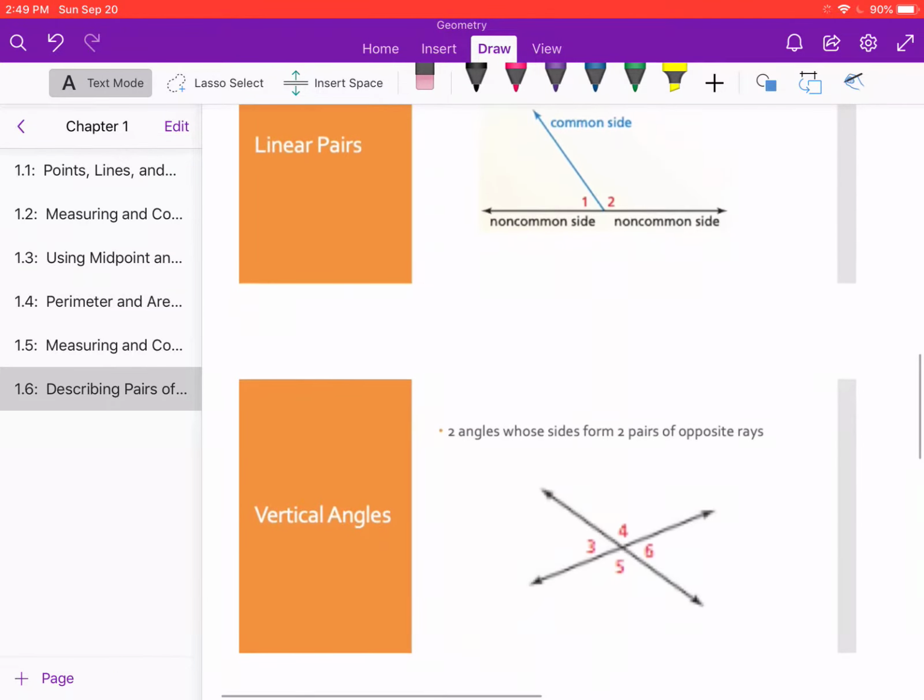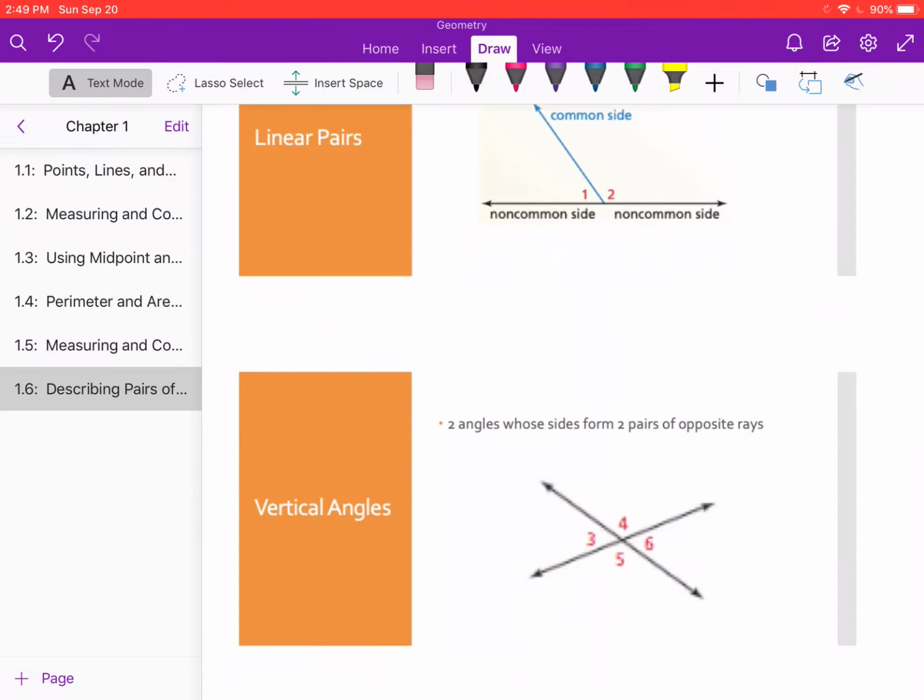And then we have vertical angles. Vertical angles are two angles whose sides form two pairs of opposite rays. So what we're looking for here is basically two straight lines crossing, and to be vertical angles, they're directly across from each other. So angles 4 and 5 are vertical, and angles 3 and 6 are vertical.